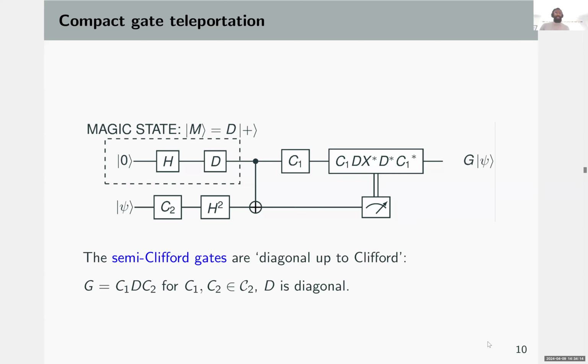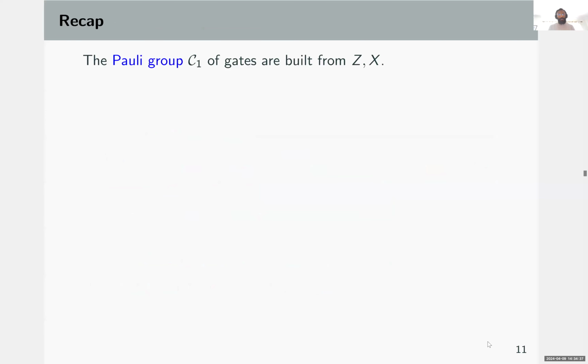Okay, so that motivates this definition of semi-Clifford gates. It's an unfortunate terminology, but basically what it means is a gate is either diagonal or diagonal up to Clifford, which means it's diagonal if you multiply on the left and the right by possibly different Cliffords. Basically, what that means is that if a gate is of this special form, you can use the special compact protocol.